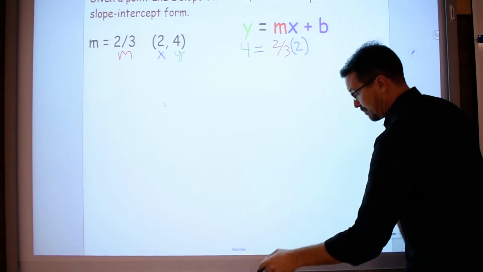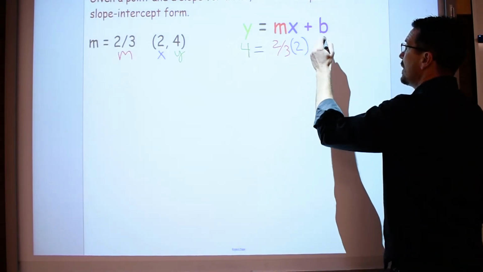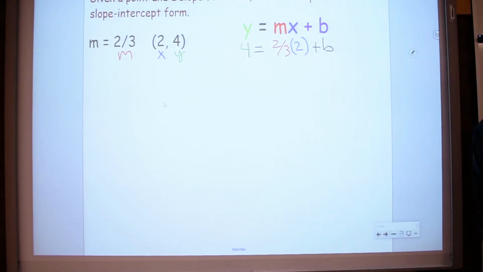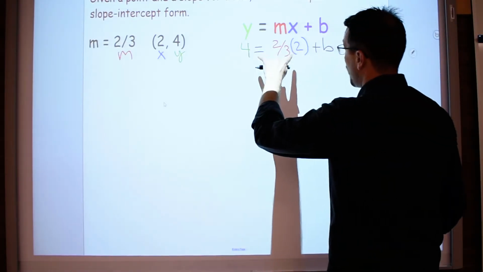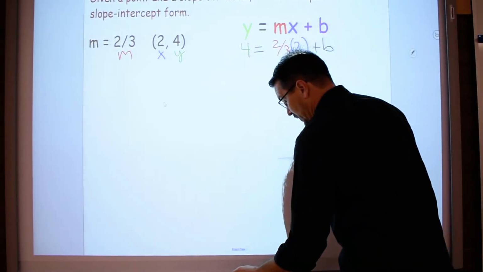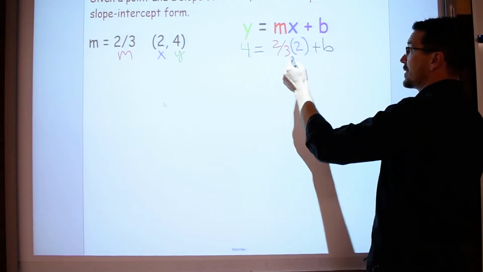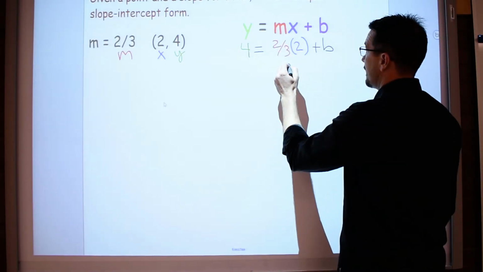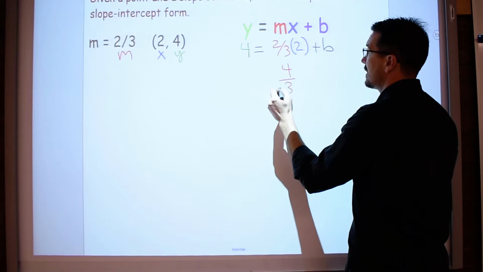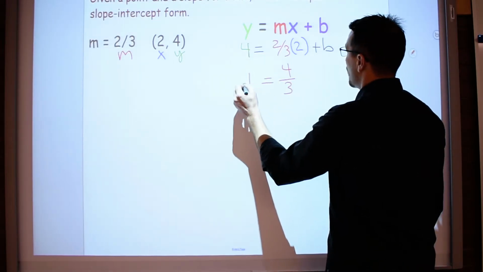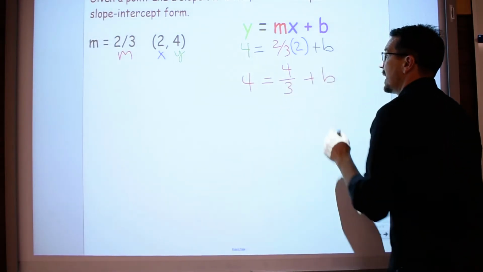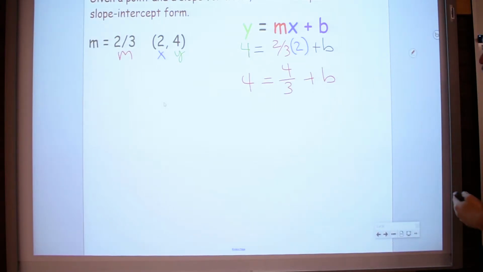And then again, I have plus b, and I don't know what b is. That's what I've got to find out. So for this particular point, I can still find out what b is. So here we go. I go 2/3 times 2, well that's going to be 4/3, you can put that in your calculator. Equals 4 plus b. And now I've got to get rid of that 4/3.